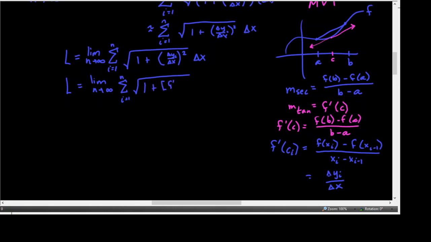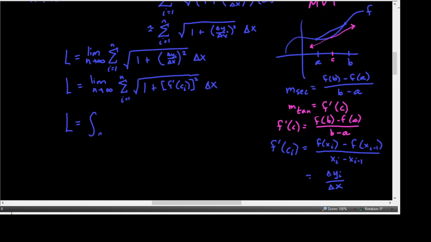F prime of c sub i, some x coordinate on the interval from the left-hand side of the subinterval to the right, some number between the left and right, c sub i, is going to make that happen where those are the same. And so that allows us to take this limit as n approaches infinity and create a definite integral. So again, we're getting that theme repeated.